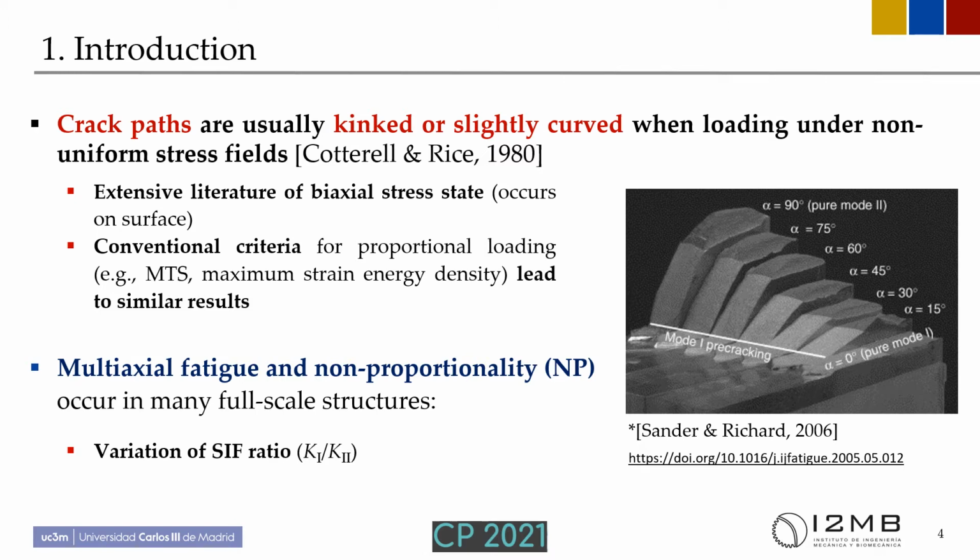When we have proportional loading conditions, which means that the principal stress directions remain constant during loading, the conventional criteria such as MTS, the maximum tangential stress direction, or the maximum energy release rate lead to similar and also satisfactory results. However, under non-proportional loading, when we have the variation of the principal stress directions and thus the stress loading radius changes, the predictions are not always as satisfactory as in proportional conditions, and we can find significant difference between the criteria in the literature.